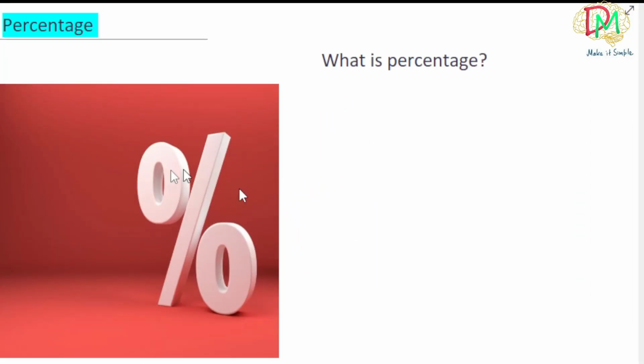This is the symbol of percentage. What is percentage? Percentage is the fraction of 100.